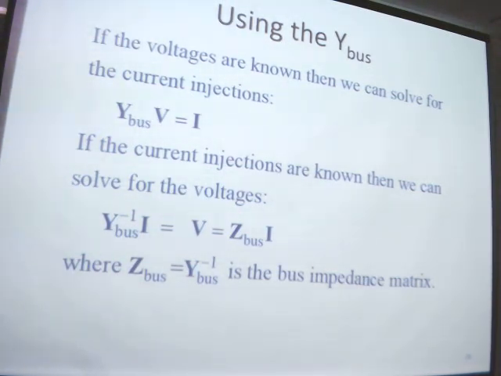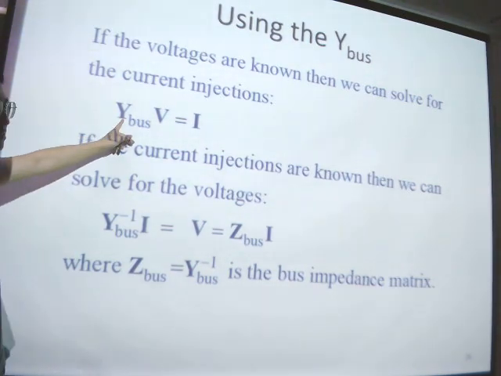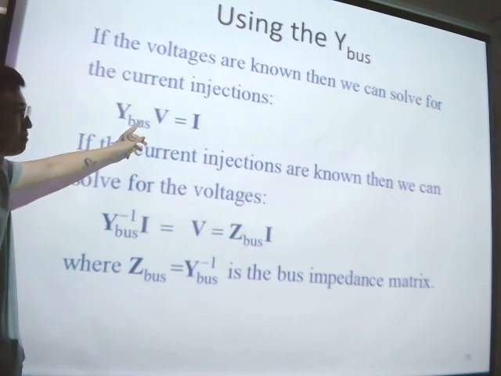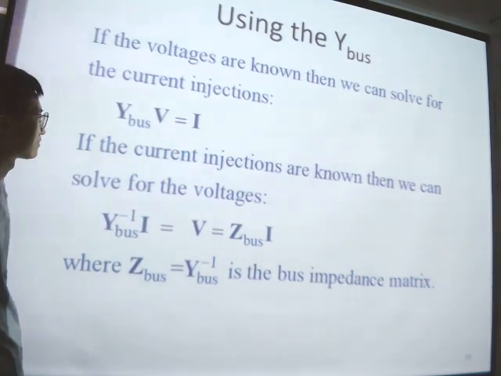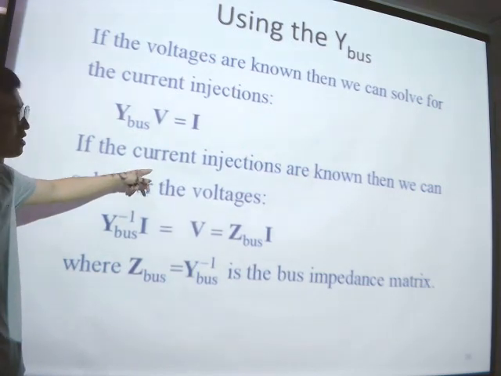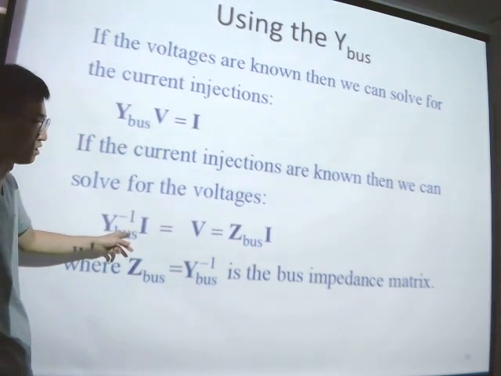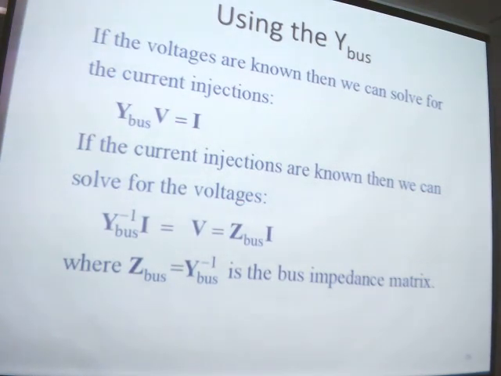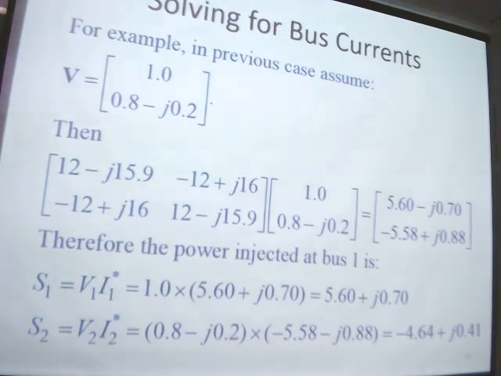Okay, so using the Y bars. If we know the admittance matrix, the bars matrix, and voltage, we can get the current. And if we know the current and the Y matrix, we can also calculate the voltage, right? So that's why we will need to establish the admittance matrix before we start to calculate the power flow, okay? Okay, so here's one example.